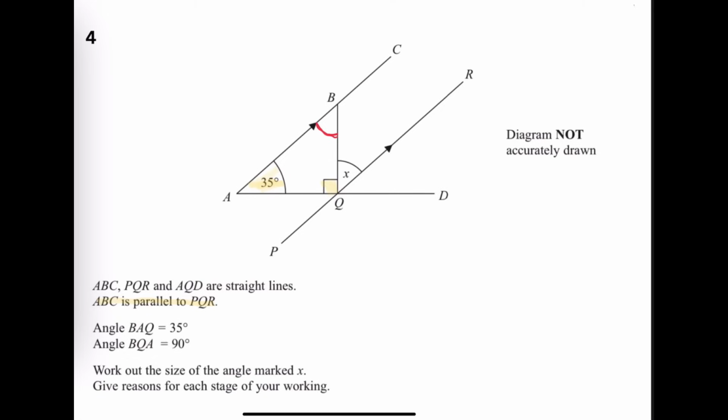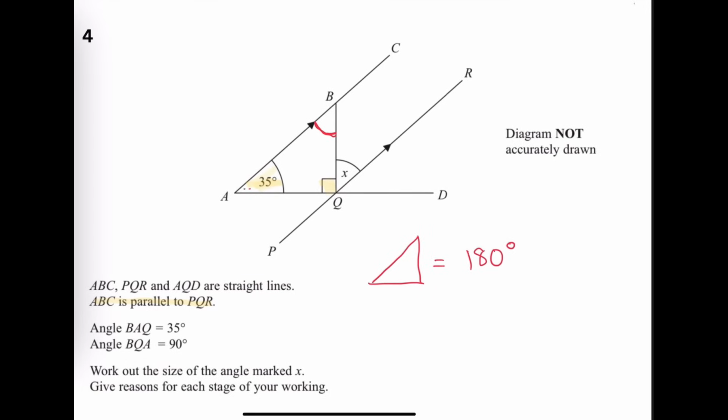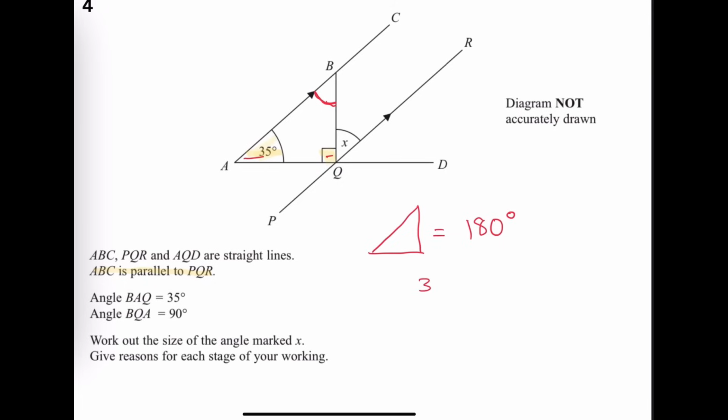So we know that in a triangle, all the angles add up to 180. We already have two angles over here, so we can easily find the last one. So we'll do 35 plus 90, which is 125. If you do 180 minus 125, because we know all the angles are equal to 180, that is our first reason for this stage, we get 55. And we know that this over here is 55.